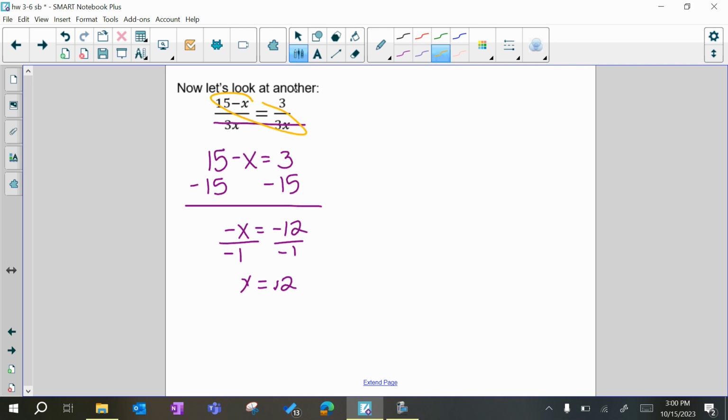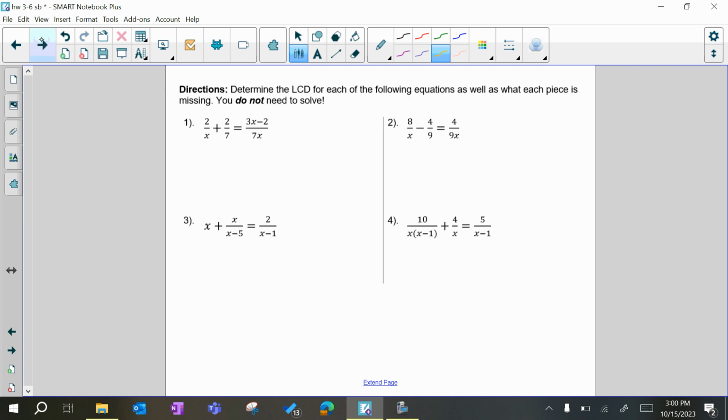And we like when this happens because otherwise we would have to cross multiply. And if I cross multiplied on this one, I would get 3x times 15 minus x equals 3x times 3. I'd have to distribute it. I have a lot of stuff to do. So if we can get our denominators to be the same, known as a common denominator, it makes it easier. So that's what this is going to look like.